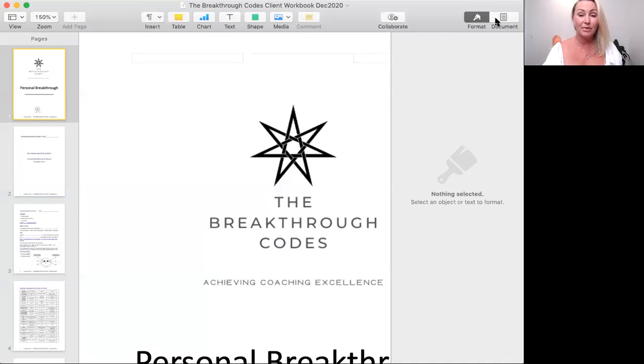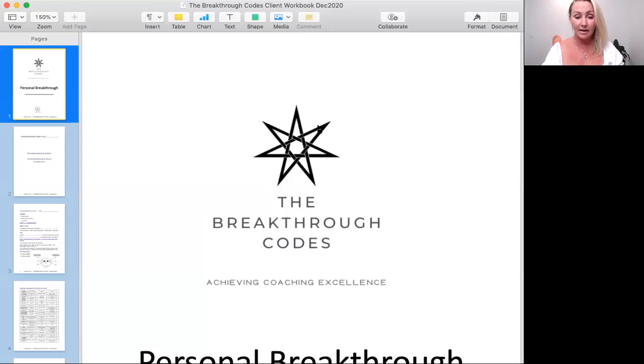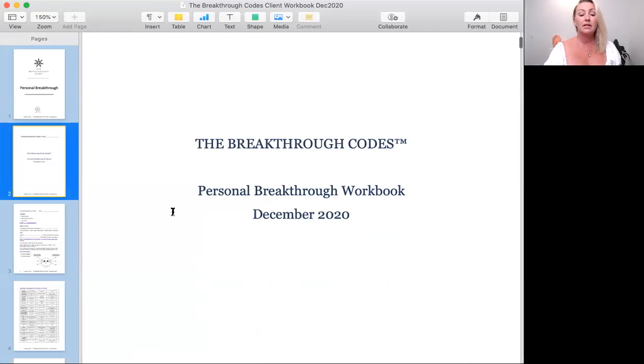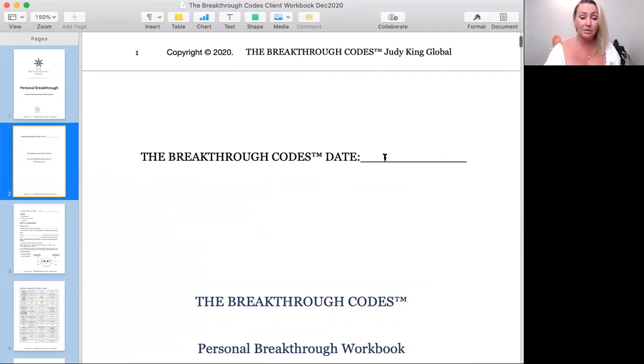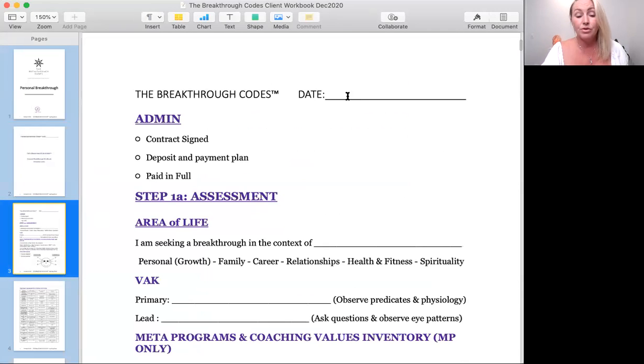So, let me share screen with you. All right. So this is slowly coming up. There we go. Okay, cool. Awesome. This is the workbook, the client workbook. Okay, so you write their name there. You'll see that there's opportunity to put the date in all through the top when you're at the different sections. Obviously, when you do it in the breakthrough codes weekend, it's all in one shot. We're going straight through, other than having a few little breaks when necessary.